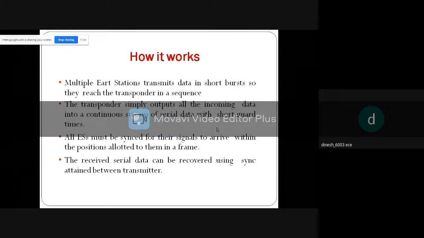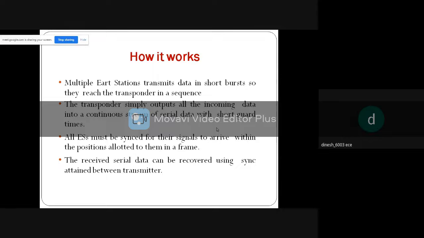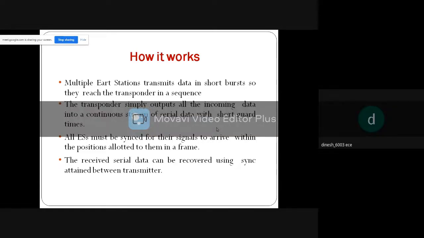How does this TDMA work? The multiple earth stations transmit data in shorter bursts such that they reach the transponder in a sequence. This transponder simply outputs all the incoming data into a continuous stream of serial data with short guard times, where all the earth stations must be synchronized for the signals to arrive within the positions allotted to them in a frame. So the received serial data can be recovered using the synchronization attained between the transmit.